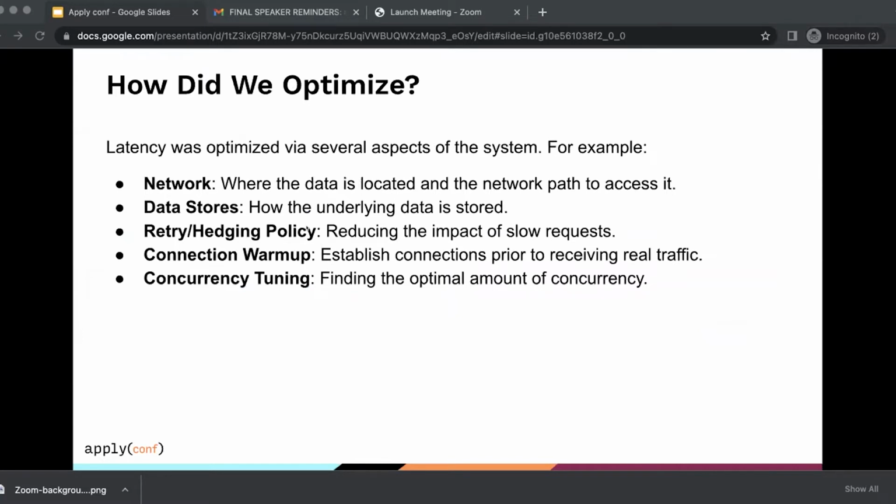So what did we do? Each of the following examples I'll show fall into these broader categories. First thing we looked at is the network path, right? How do we actually get to the data? Where the data is stored, right? The underlying system involved. Then we looked at retry and hedging policies as a way to impact the tail latencies. Another way to improve stability, we looked at connection warmups, and finally, just good old concurrency tuning, which is applicable to really any application that does I/O.